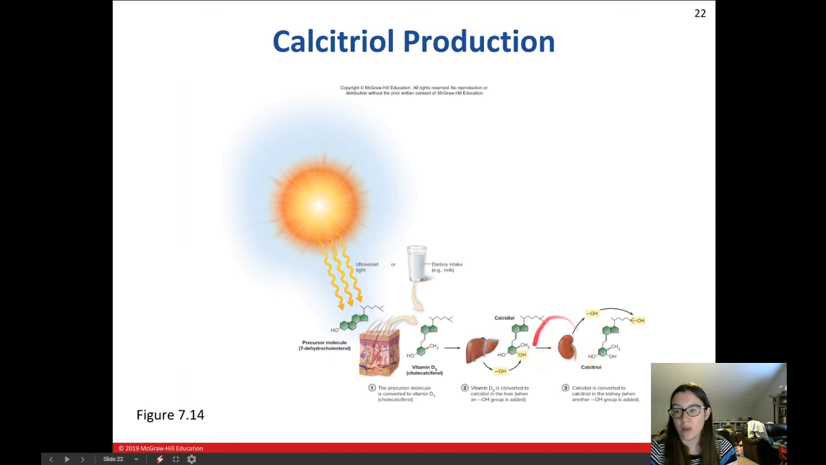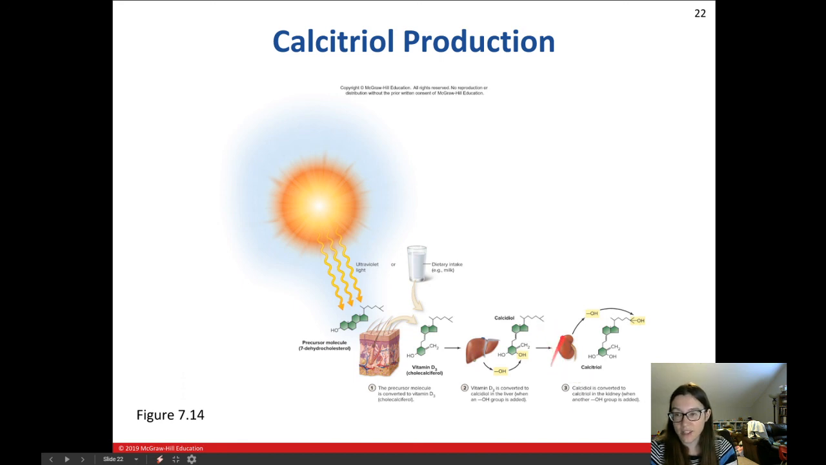And so this last modification happens in the kidney. And the kidney is going to convert the calcidiol into calcitriol. And so it's adding this other hydroxide group on the end. So it's going to be calcitriol. And I think this is the third step. Tri is the third step. And so this calcitriol is then going to be the active form of vitamin D3.